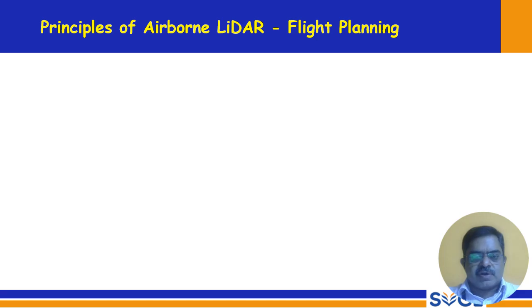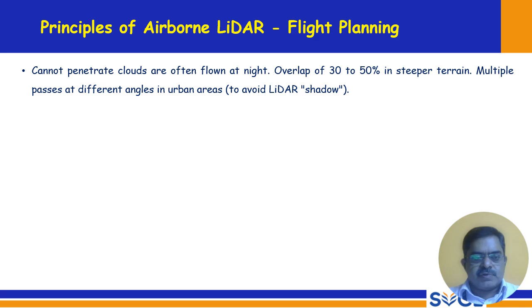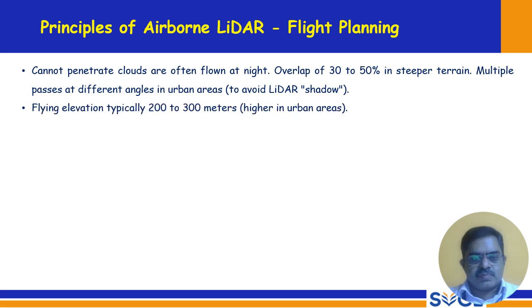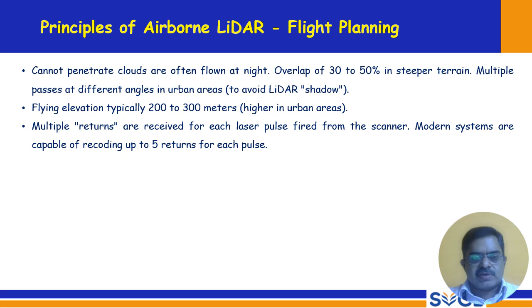Principles of airborne lidar, also known as flight planning. Lidar cannot penetrate clouds, so it is often flown at night. Overlap of 30 to 50%; for steeper terrain, multiple passes at different angles; in urban areas, to avoid lidar shadow, flying elevation is typically 200 to 300 meters higher. Multiple returns are received for each laser pulse fired from the scanner. Modern systems are capable of recording up to 5 returns of each pulse.